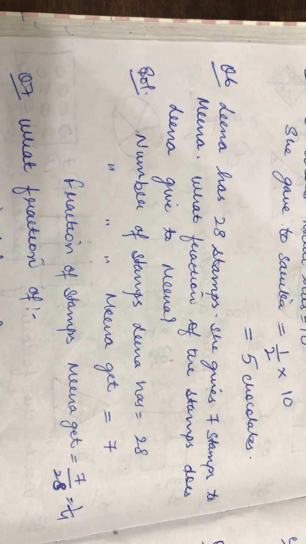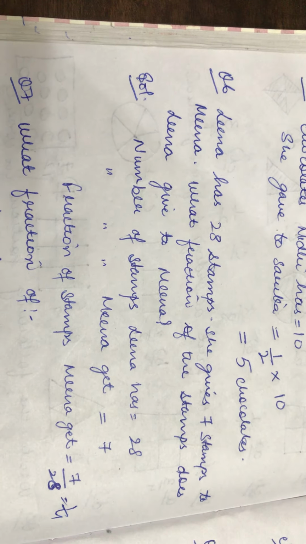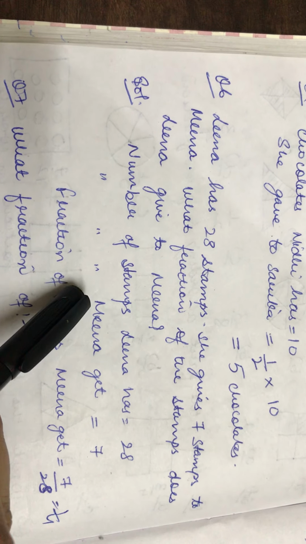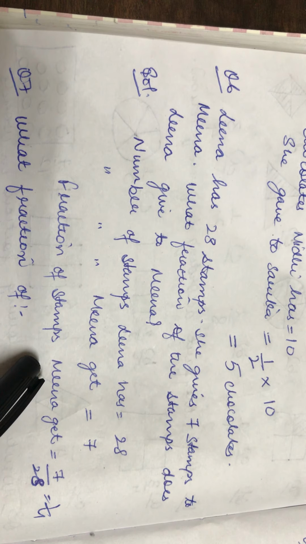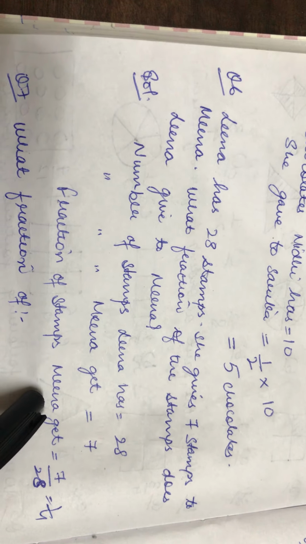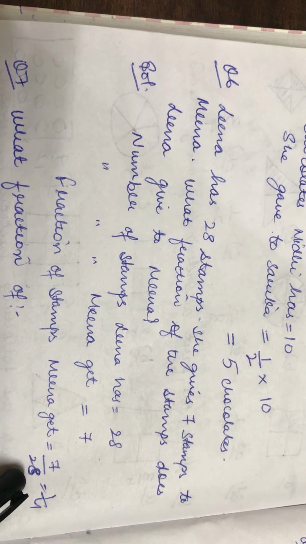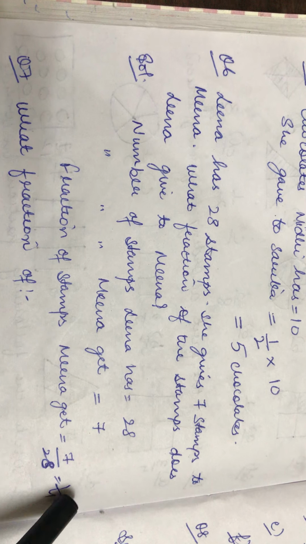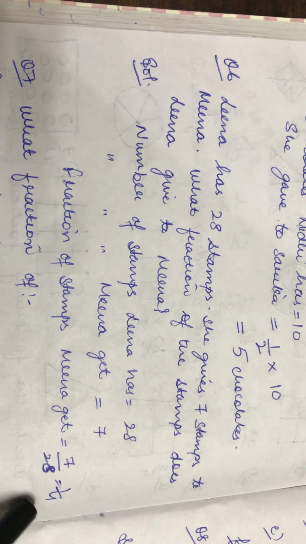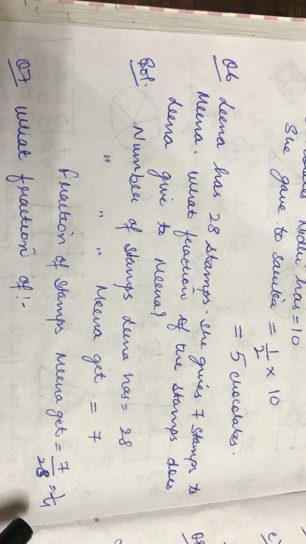Sixth question is, Leena has 28 stems. She gives 7 stems to Meena. What fraction of the stems does Leena give to Meena? Now number of stems Leena has is 28. Number of stems Meena gets is 7. So we want to know what fraction of stems Meena gets. So that is equal to the number of stems she got divided by the total number of stems, 7 by 28. You can further simplify it. 7 ones are 7 and 7 fours are 28. So in the simplified form my answer is 1 by 4. If you leave the answer here also, then it is also correct.